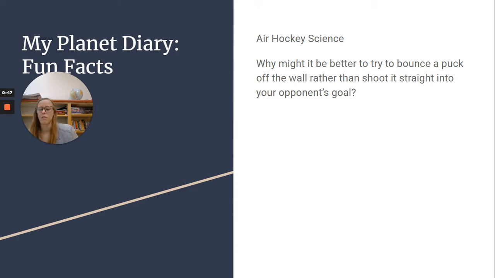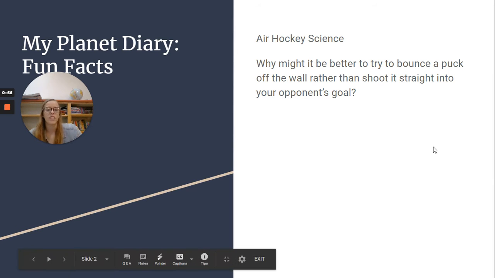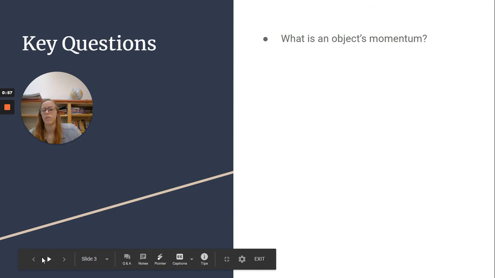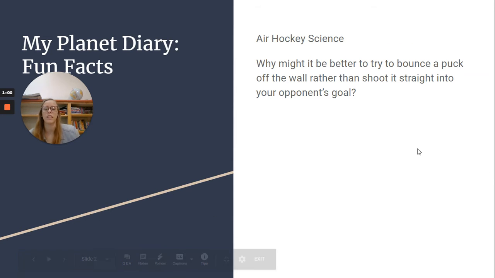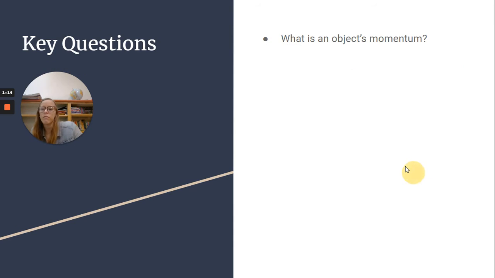opponent's goal. For one question, why might it be better to try to bounce a puck off the wall rather than shoot it straight into your opponent's goal? The answer I thought of, I thought I put it on there. I guess I didn't. The answer I thought of was because it would confuse your opponent. It would be a lot harder to see and defend the puck if it's bouncing all over rather than if it's just straight on.